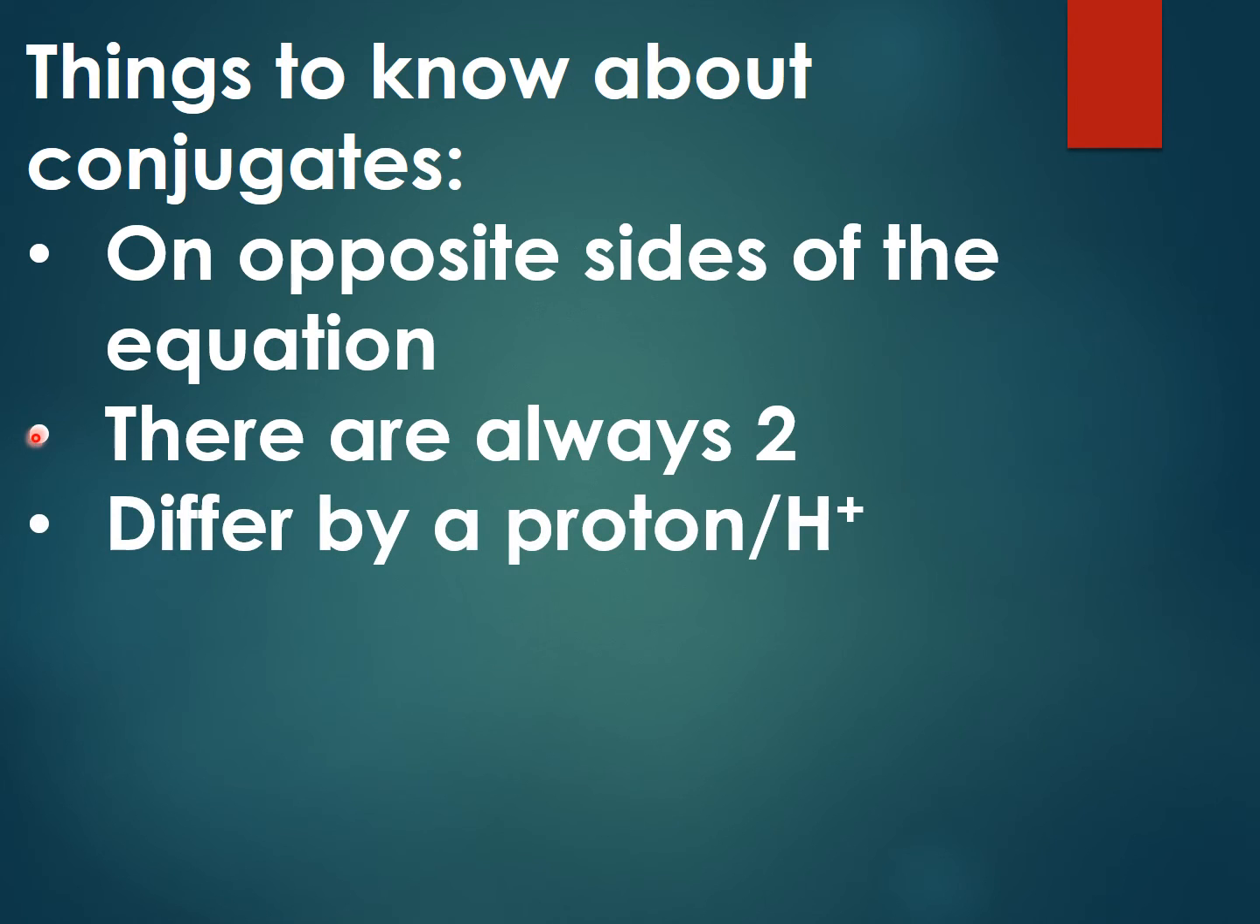The difference between an acid and its conjugate base is one proton, or one hydrogen ion. And the difference between a base and its conjugate acid is also only one hydrogen ion. So they only differ by that H. An acid has one more H than its conjugate base, and a base has one fewer hydrogen than its conjugate acid.